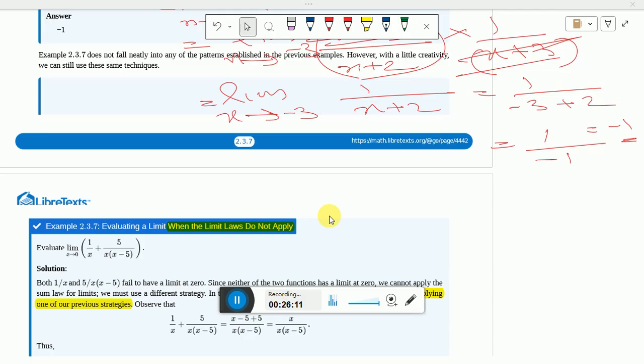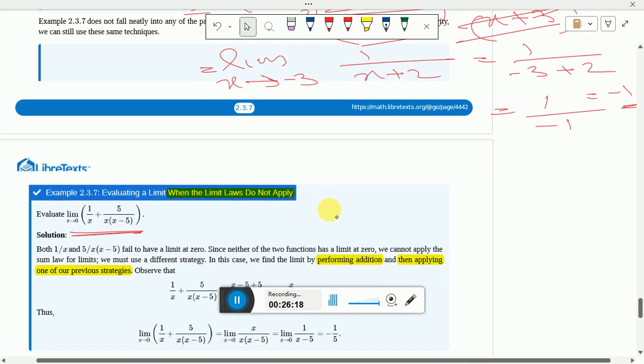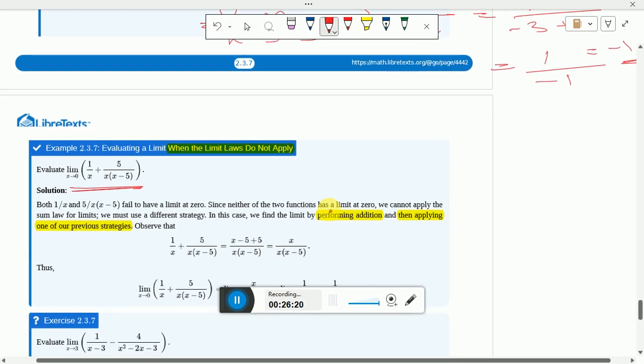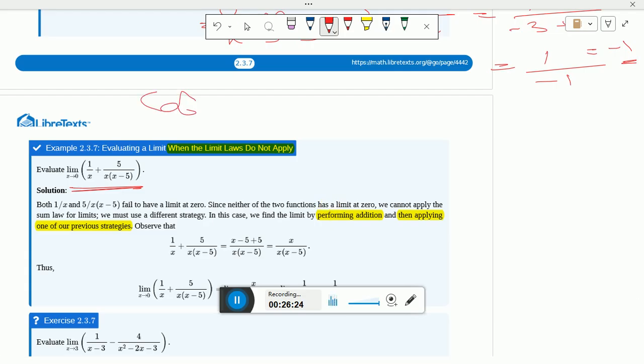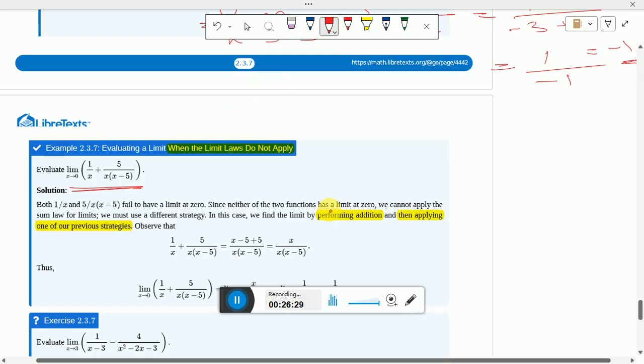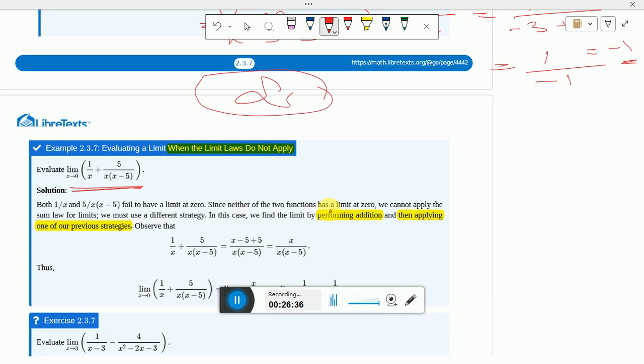The fourth technique is this. Sometimes, let's say you have a limit equation and you are getting infinity as the answer. If you directly apply the limit laws, you sometimes get infinity as the limit. But we cannot get infinity in most cases in limits.